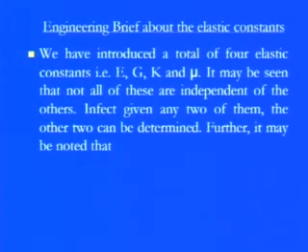As we move further, we can get an engineering brief about the elastic constants. We have already introduced a total of four elastic constants: the Young's modulus of elasticity, the shear modulus of rigidity, the bulk modulus of elasticity, and the Poisson ratio. It may seem that they are not independent of the others, but they are: if we know two values, we can get the other two, or vice versa. The key feature is that from the Poisson ratio, we can get the other three moduli: Young's modulus, bulk modulus, and the shear modulus. These are the key moduli within the elastic region of an object.